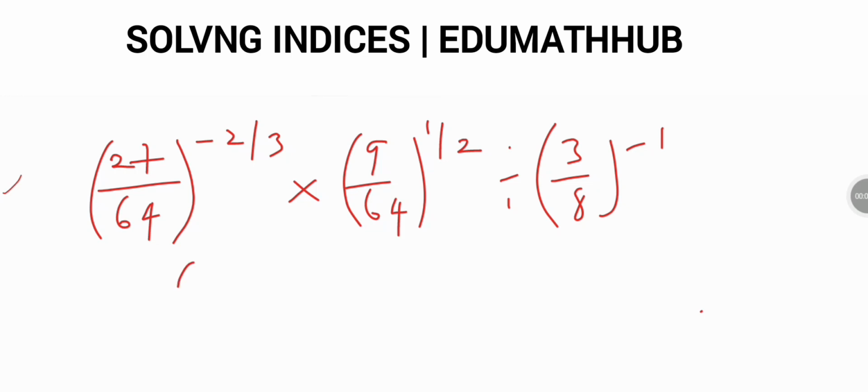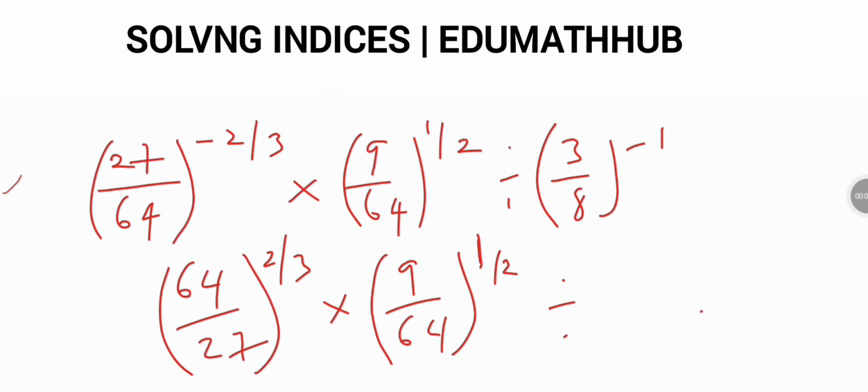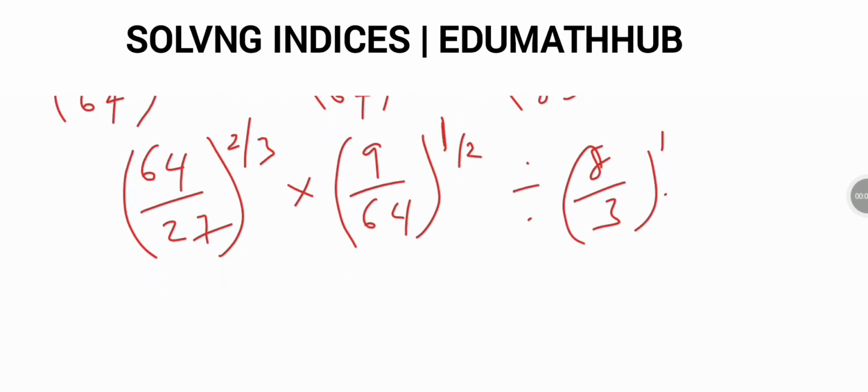So we're going to have 64 over 27 now. We're not going to write this negative sign anymore. What we're going to write is 2 over 3. No more negative. Then this one remains the same. Then divided by, this one gives us 8 goes up, 3 comes down. 8 over 3 is to the power 1. Okay, then from this stage everything is pretty clear.